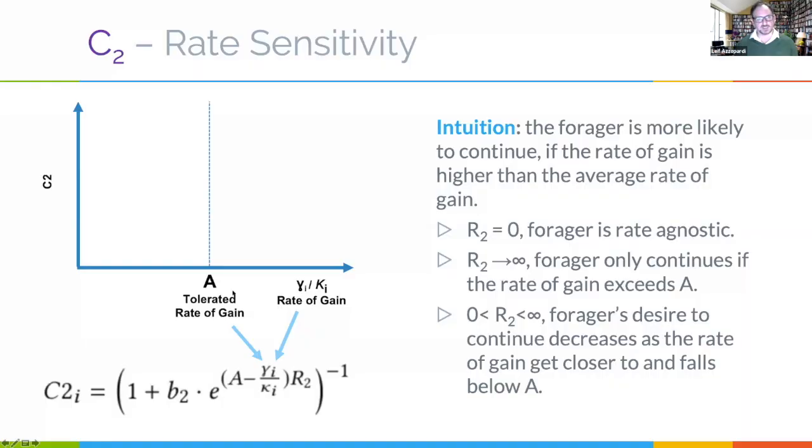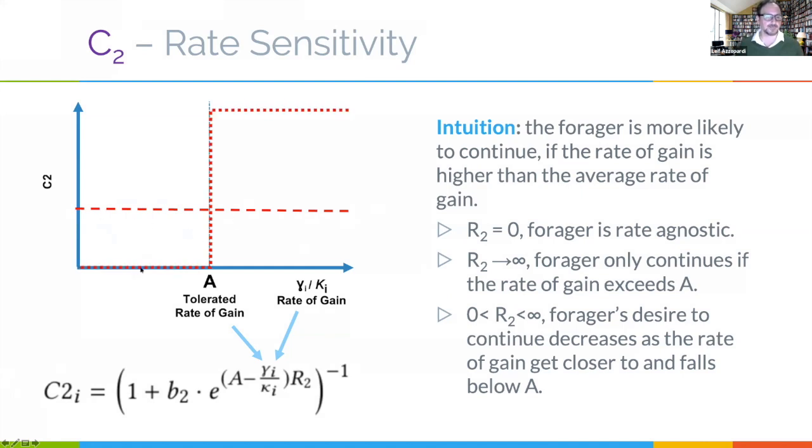Now, similarly with our rate sensitivity, we had the same notion because we thought, well, sometimes you might look at the first item and it doesn't meet your tolerated rate of gain because it's not relevant, right? But if you're agnostic to the rate of gain, then this R2 would be 0 in this function, and it wouldn't matter what your current rate of gain is, and it doesn't matter what your tolerated rate of gain is. You just flip a coin.